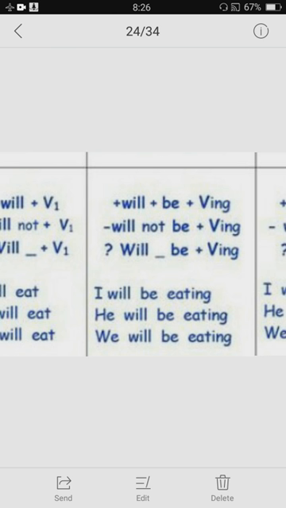If you make it negative, here remember not will come between will and be. I will not be eating, he will not be eating, we will not be eating. Sometimes I have seen students writing I will be not eating, with not used after be. No, that is wrong. Not will be used between will and be. Will not be eating, it is not will be not, it is will not be. Remember.